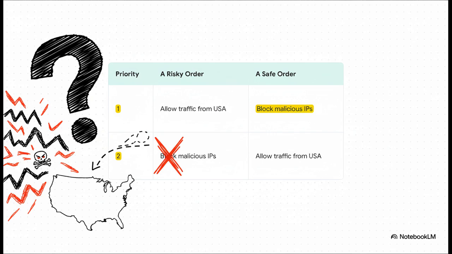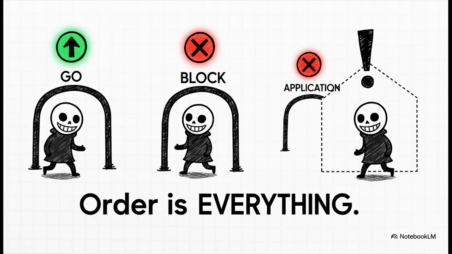So what happens if an attacker, using a known malicious IP address, sends a request from within the USA? Well, the answer is simple, and it's pretty scary, because first match wins. The request matches that allow from USA rule first, and it gets waved right on in. It never even gets checked against the block list. But the safe order on the right, it flips it. It checks for bad guys first, and then it checks for friends. So the crucial point here, order is absolutely everything.